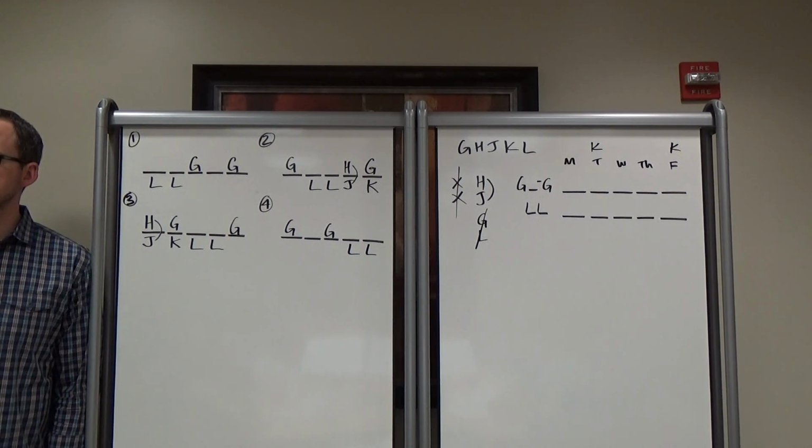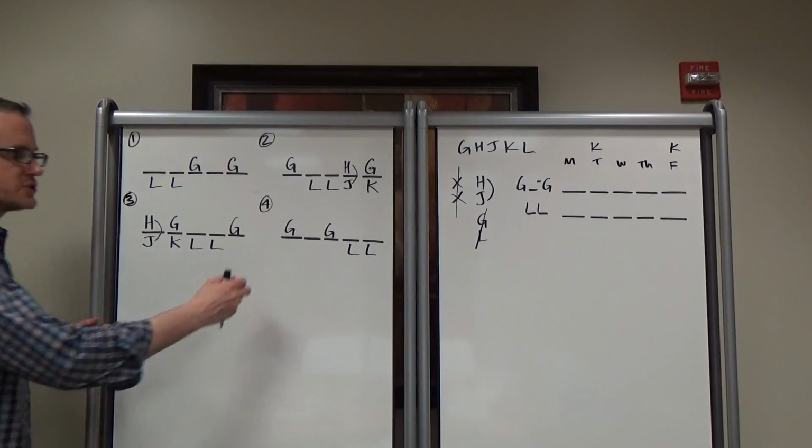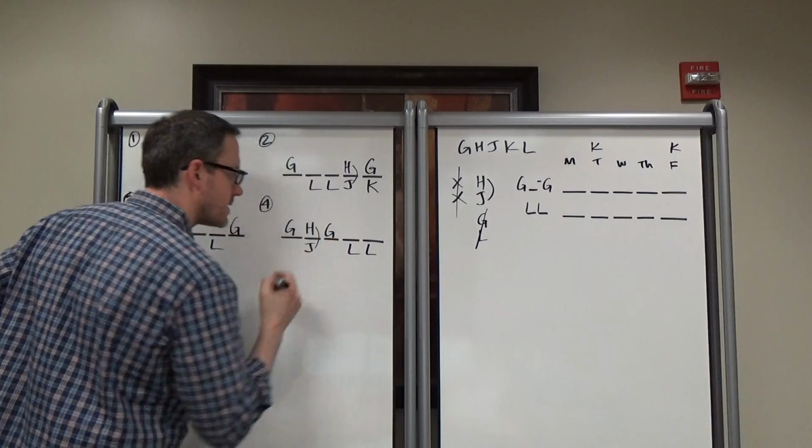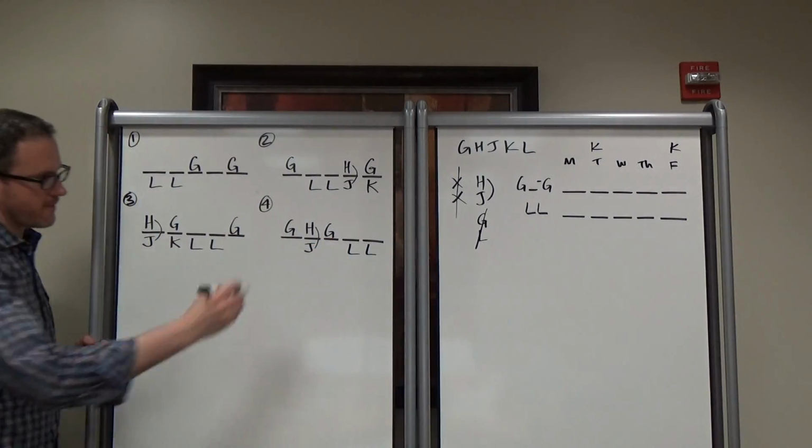HJ is going to go there. Okay, HJ has to go here in world 4. But it can't. Oh, you can. It cannot do that. So LL can't go there.